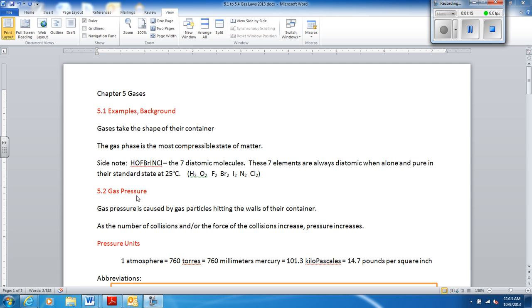All right, so gas pressure. When we talk about gaseous pressure, that's caused by gas particles hitting the walls of their container. The harder they hit their walls, the higher the pressure, and the more molecules that hit the walls, the higher the pressure. As the number of collisions and or the force of the collisions increase, pressure will increase. So if you increase the number of gas particles, you'll have more collisions. If the particles are moving faster, then the force of those particles hitting the wall will increase. And these both have an impact on the pressure.